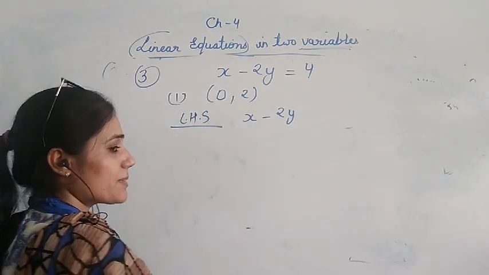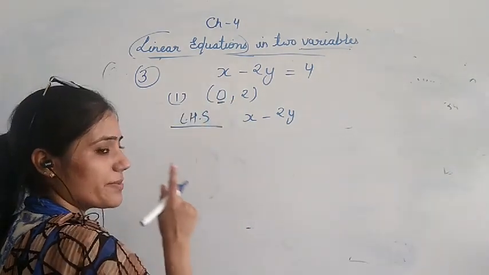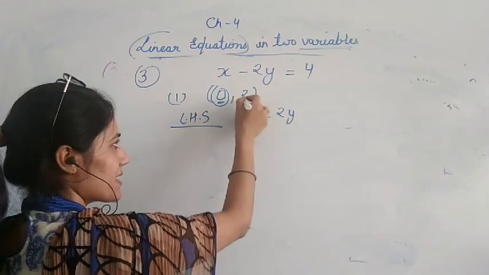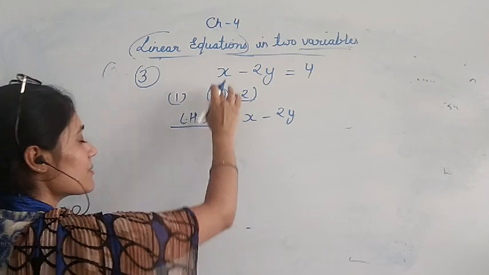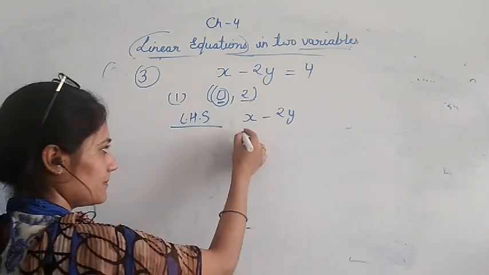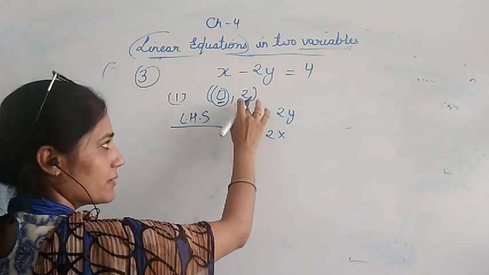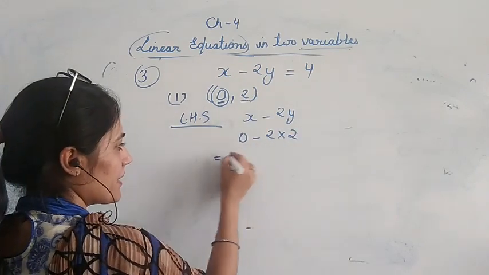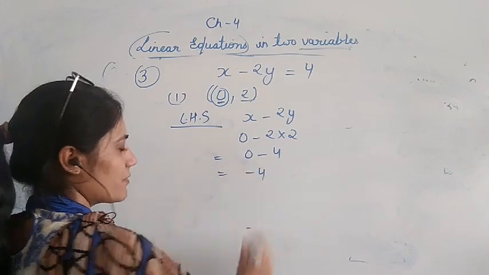Now at the place of x, what do I write? 0. Why? Because whenever we write coordinates, the first always is on the x-axis and the other will be on the y-axis. So at the place of x, what do I write? 0. Yeah. Minus 2 into, at the place of y, what do I write? 2. What is coming? 0 minus 2 into 2, 4. 0 minus 4, minus 4.